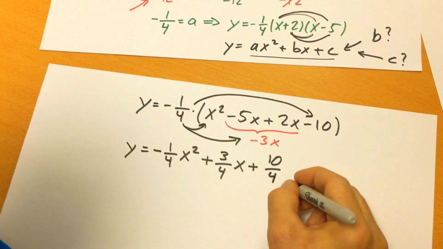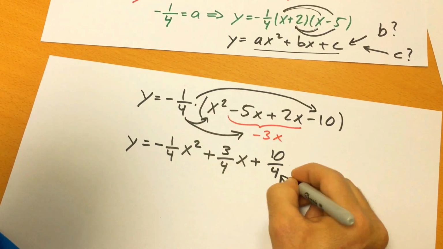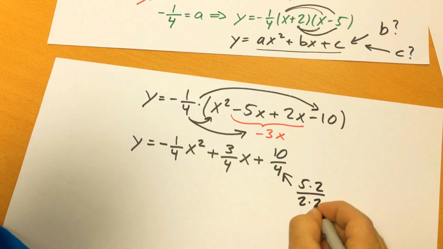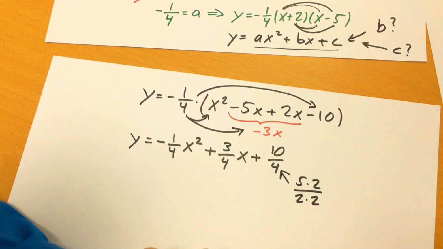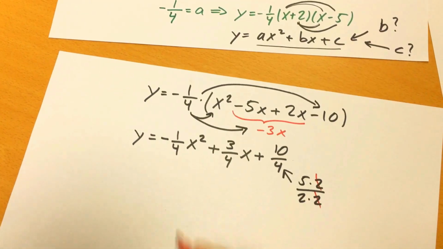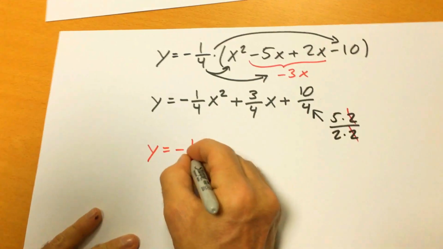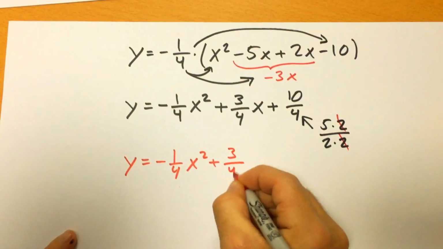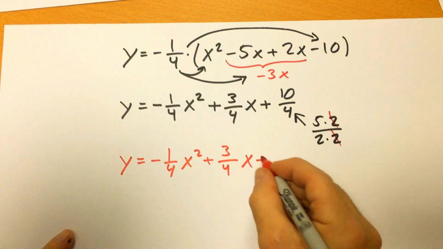which can be simplified, because 10 is 5 times 2, 4 is 2 times 2, so these two factors of 2 cancel each other out, so I have a 5 over 2 left. So the final answer is y equal to negative 1 over 4 x squared plus 3 over 4 x plus 5 over 2.